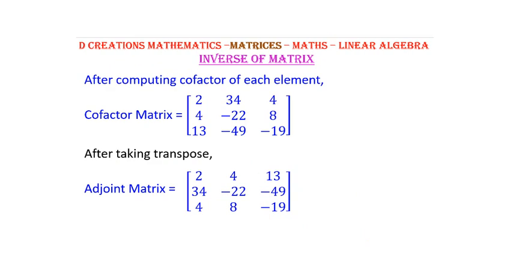Alright, so I presume that you have now calculated all the cofactors for the elements and written the cofactor matrix. So now your job is just to tally. So this is the cofactor matrix, 3 by 3 matrix as expected. These are the elements: 2, 34, 4, 4, minus 22, 8, 13, minus 49, minus 19. So what is our next task? We just have to take its transpose. That means exchange of rows and columns. So this is the adjoint of the matrix: 2, 4, 13, 34, minus 22, minus 49, 4, 8, minus 19.